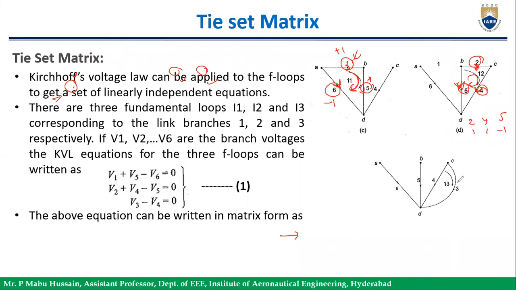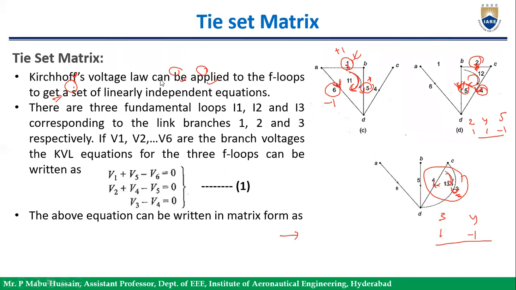Okay, so like that, in this loop you have only 3 and 4, right? So 3 is in this direction, 4 is in this direction. This 3 is in the same direction as your I3, but 4 is in the opposite direction. So for 3 it is +1, for 4 it is -1. So see here: 1, 1, -1 for 2, 4, 5, and for 3, 4 it is 1, -1. So for two loops I have written directly.